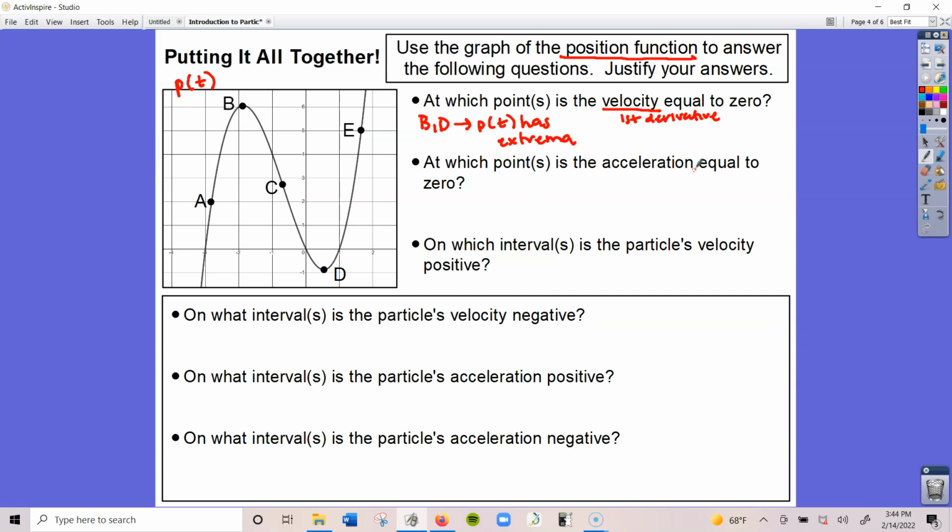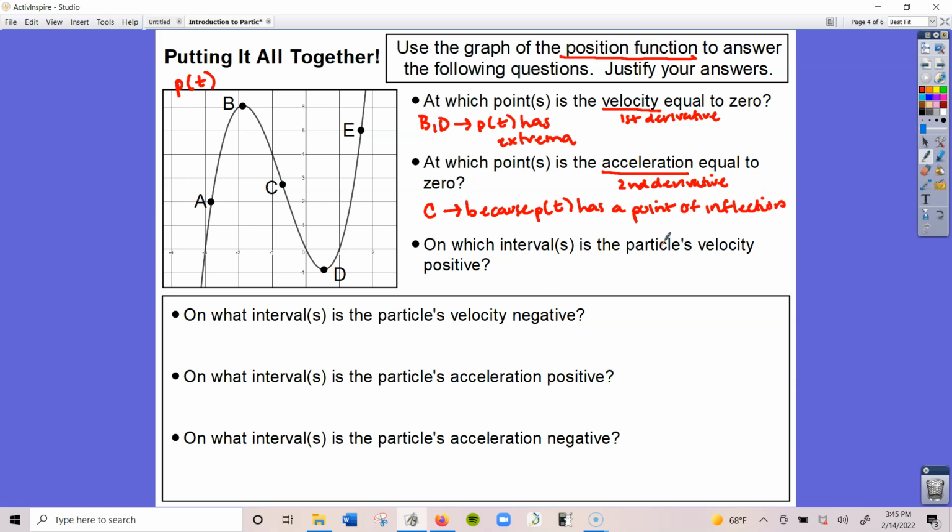At which point is the acceleration equal to 0? So acceleration, this is the second derivative. And if our second derivative equals 0, then that means that we have a point of inflection. So by looking here, I can see that this is concave down, and then it's concave up. It switches concavity here at c. So this is at c, and we would say because P of t has a point of inflection.